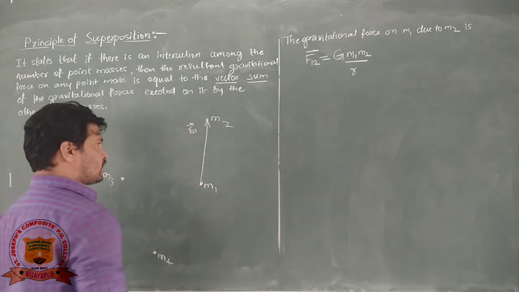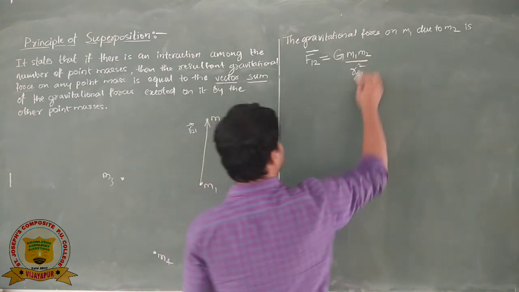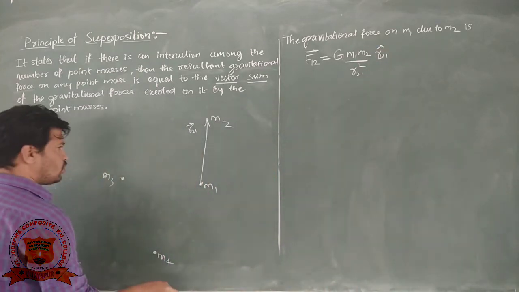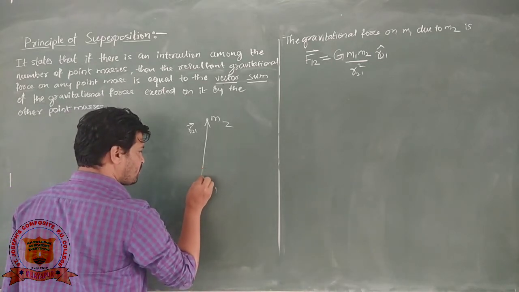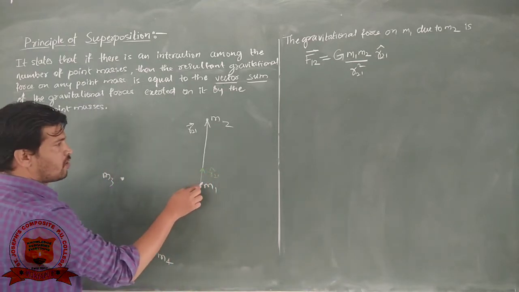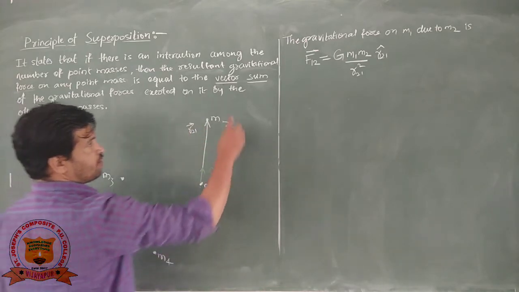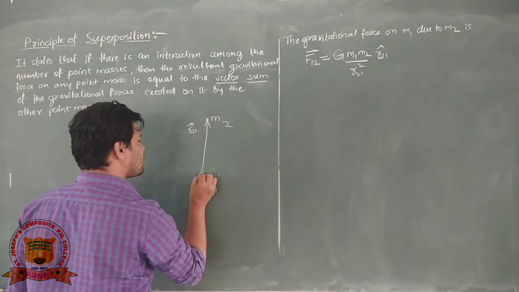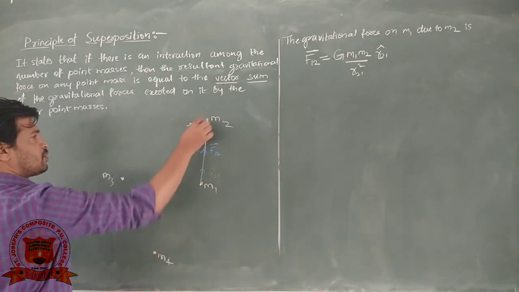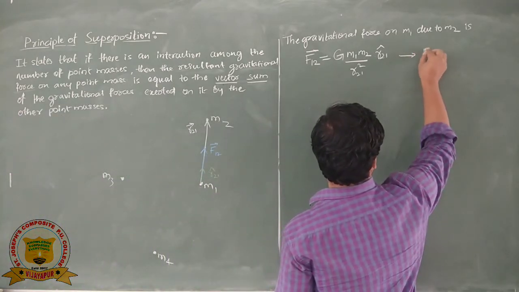What we are going to do is take r21 square, and then multiply this magnitude with the r21 unit vector. What is r21 cap? r21 cap represents the unit vector along r21. Therefore the force F12 is also along r21. So this is force F12, the force on m1 due to m2. This equation number 1 gives us the gravitational force on m1 due to m2.